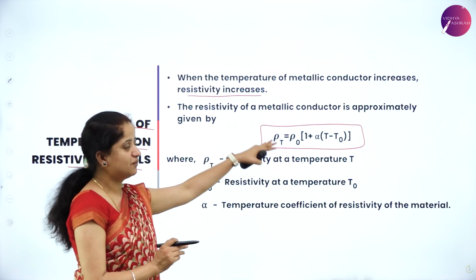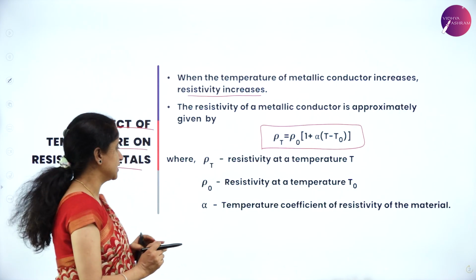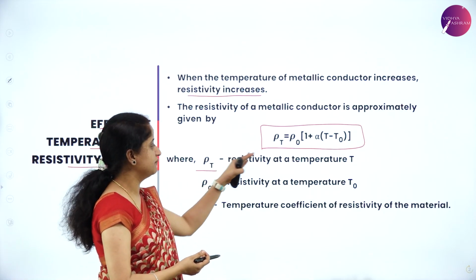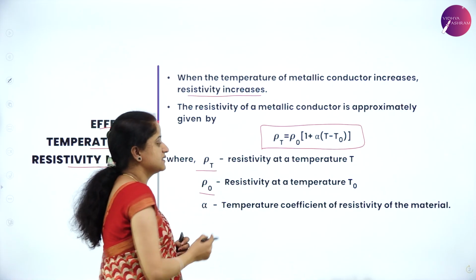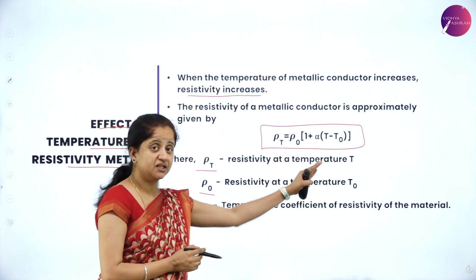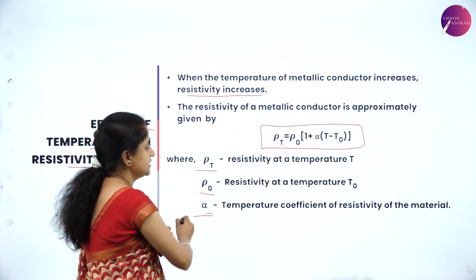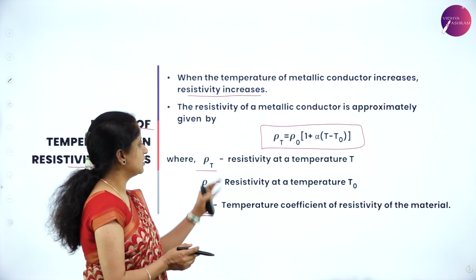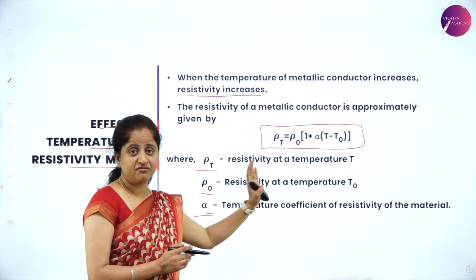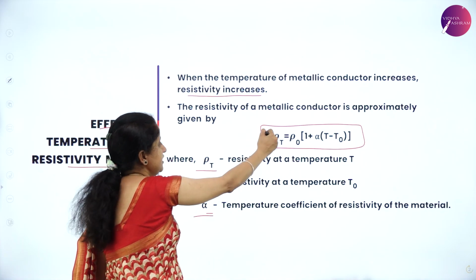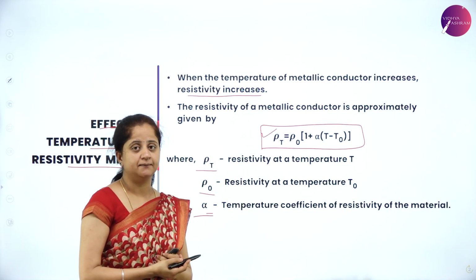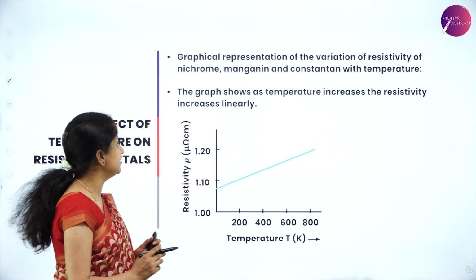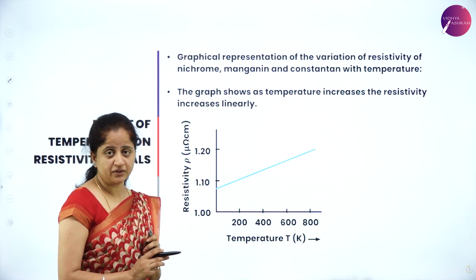Let us now understand what are the terms related to this expression, where rho T is the resistivity of a material at temperature T, rho naught is the resistivity of a material at temperature T naught, and alpha is the temperature coefficient of resistivity of a material. By knowing the values of T, T naught and alpha, we can find the resistivity of a material at temperature T.